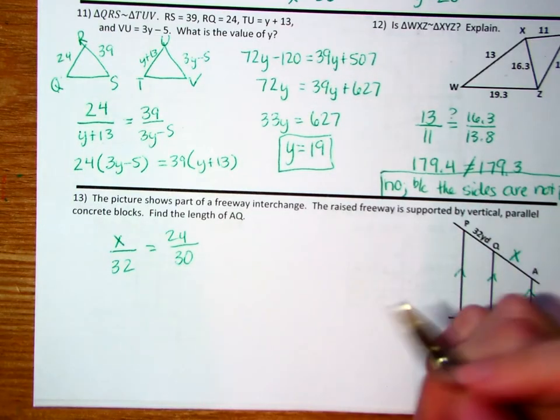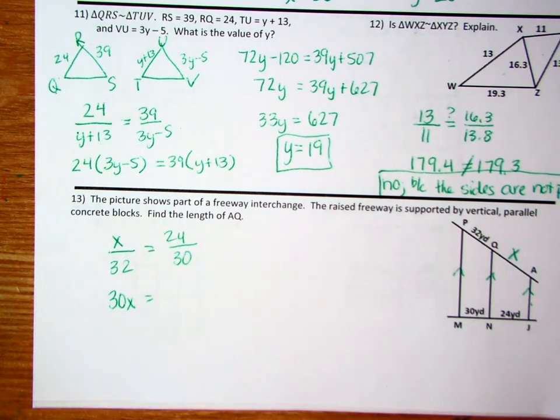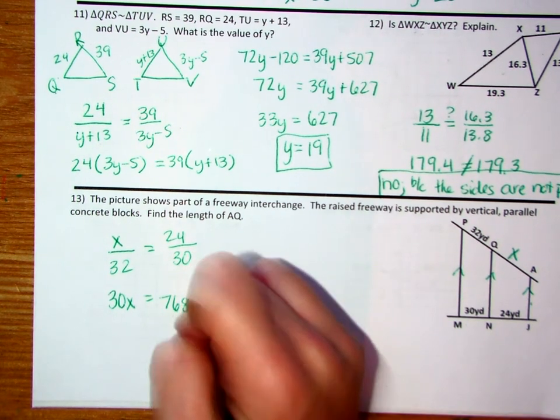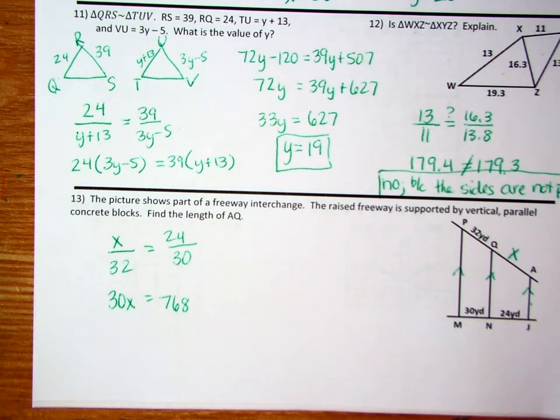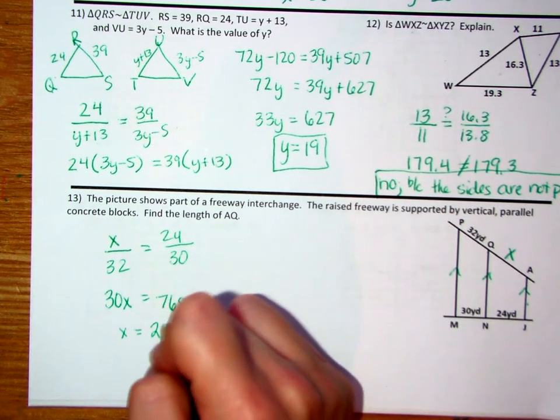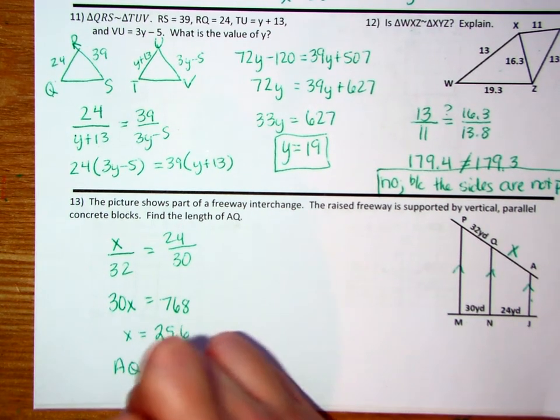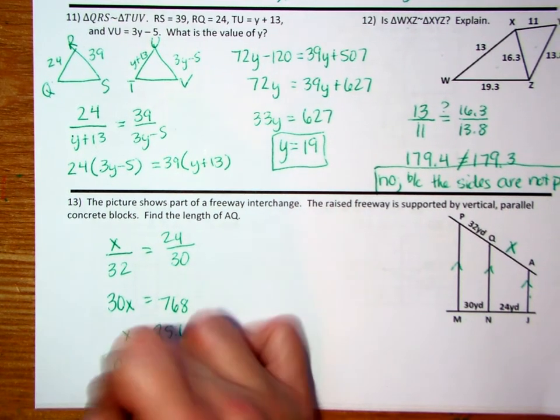Now we're going to cross multiply. 30 times x is 30x equals 32 times 24, and that's going to be 768. Divide both sides by 30, and we're going to get that x here is 25.6, which means AQ is 25.6, which is what we were asked to solve for.